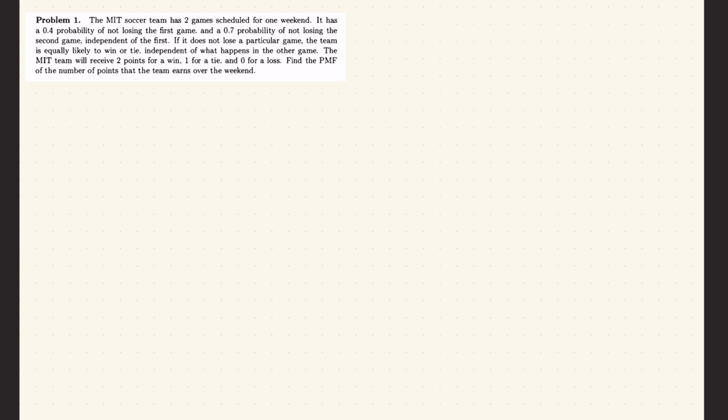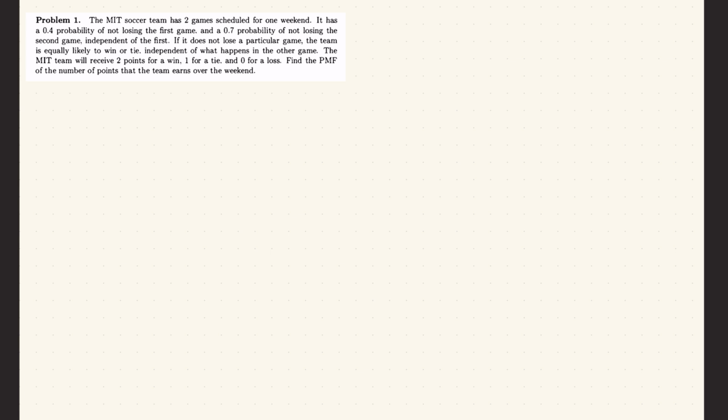In this given problem, we have an MIT soccer team that has 2 games scheduled for one weekend. It has a 0.4 probability of not losing the first game, a 0.7 probability of not losing the second game, independent of the first. If it does not lose a particular game, the team is equally likely to win or tie, independent of what happens in the other game. The MIT team will receive 2 points for a win, 1 point for a tie, and 0 for a loss. Find the PMF of the numbers of points that the team earns over the weekend.